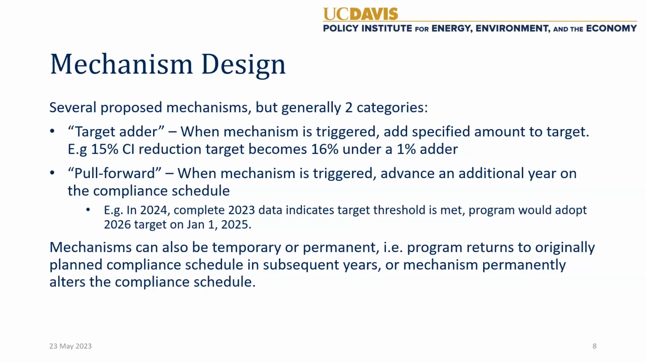And these mechanisms can be temporary or permanent. You can either have them in place for 1 or more years and then return back to the original schedule, or they can set a new compliance schedule, or in the case of the adder, move to the long-term target, like the 5% step down that ended up at the same long-run target. You could have them return in that way as well. So there's a number of ways they can be structurally brought in. Next slide, please.